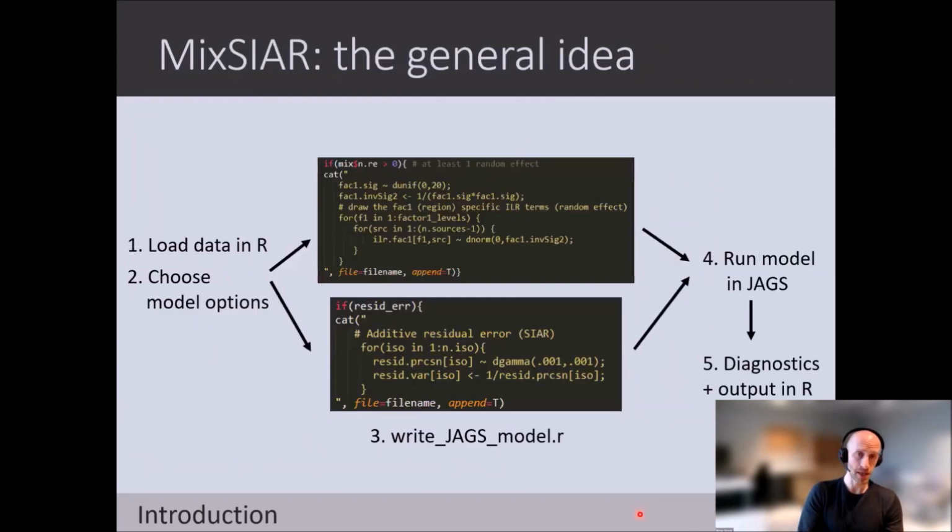So the general idea behind the package is that we use R to load in the data, and then you choose the model options. Then there's this function, write JAGS model, which will write a JAGS model file based on the structure of the data and the options that you'd like to include. So MixSIAR is not one model, but a framework that sets up a mixing model according to your data and the types of things you'd like to include. Then we run the model in JAGS, and all of that comes back to R, and we can look at the diagnostics and output.